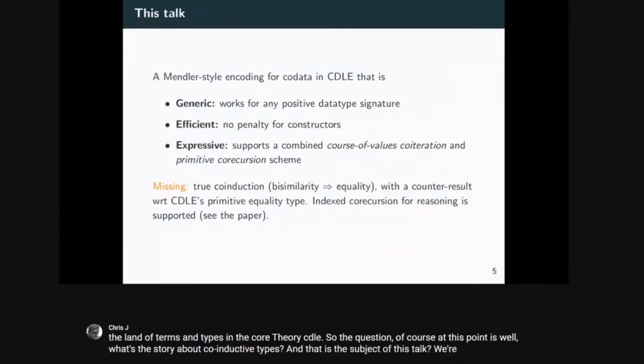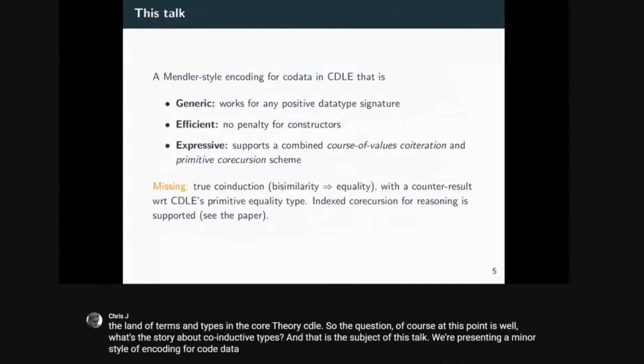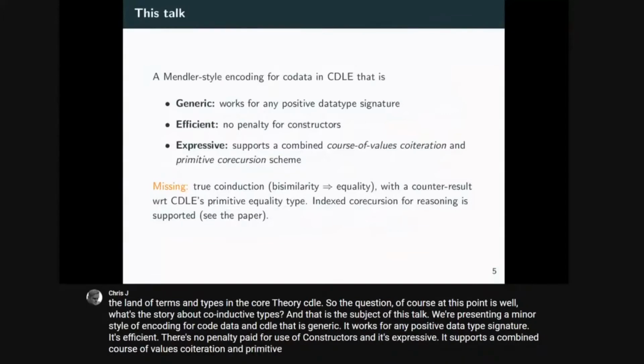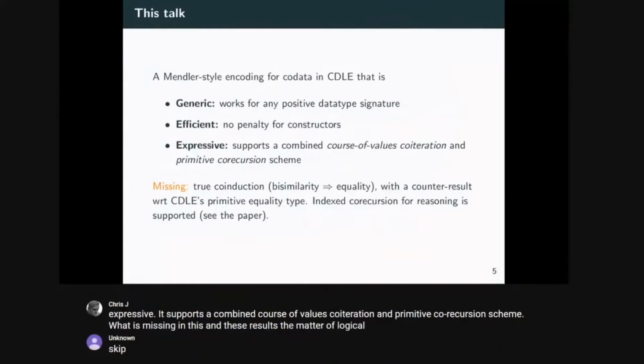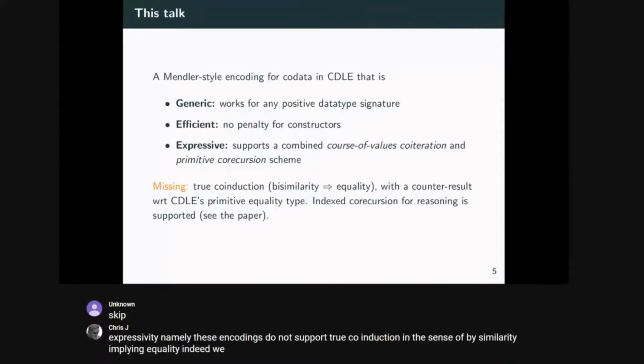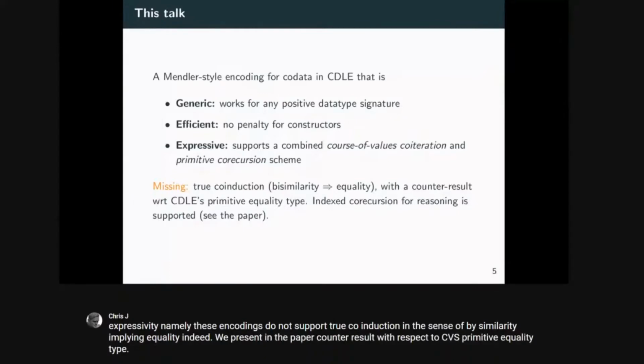We're presenting a Mendler-style encoding for codata in Cedille that is generic. It works for any positive data type signature. It's efficient. There is no penalty paid for use of constructors, and it's expressive. It supports a combined course-of-values co-iteration and primitive co-recursion scheme. What is missing in these results is the matter of logical expressivity, namely that these encodings do not support true coinduction in the sense of bisimilarity implying equality. Indeed, we present in the paper a counter result with respect to Cedille's primitive equality type, but of course, indexed co-recursion for reasoning is supported, and you can see details of this in the paper.